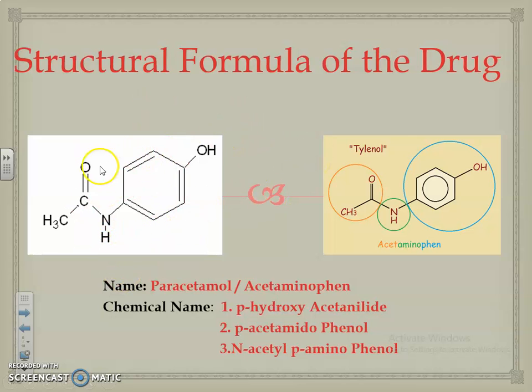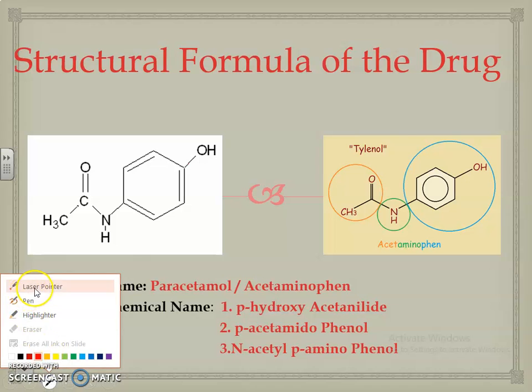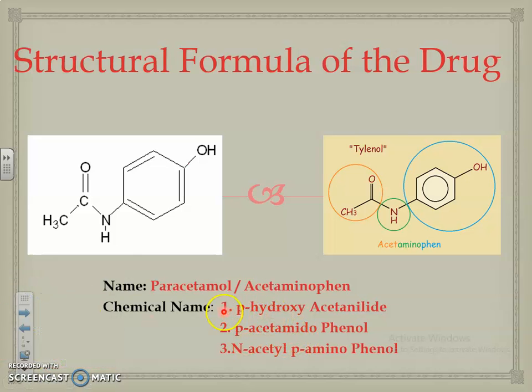So this is the structure of paracetamol. The name is paracetamol or acetaminophen. There are different ways to derive the chemical name. First is para-hydroxyacetanilide. Benzene with NHCOCH3 we call acetanilide, and on the para position of acetanilide there is a hydroxy group, so we call it para-hydroxyacetanilide. This is the first way to give the name.